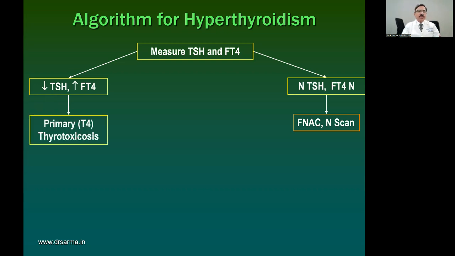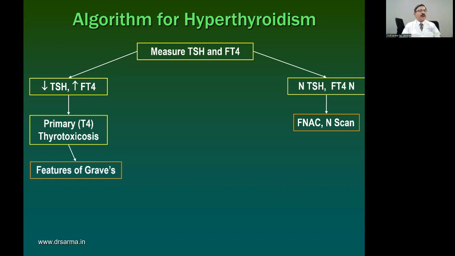I have to differentiate. So primary thyrotoxicosis, because TSH is low and FT4 is high. Secondary means TSH is also elevated, FT4 also is elevated. The stimulation is coming from above. That is why the gland is hyper. Gland per se is not at fault. Somebody, the master, is telling it to secrete. That is secondary.